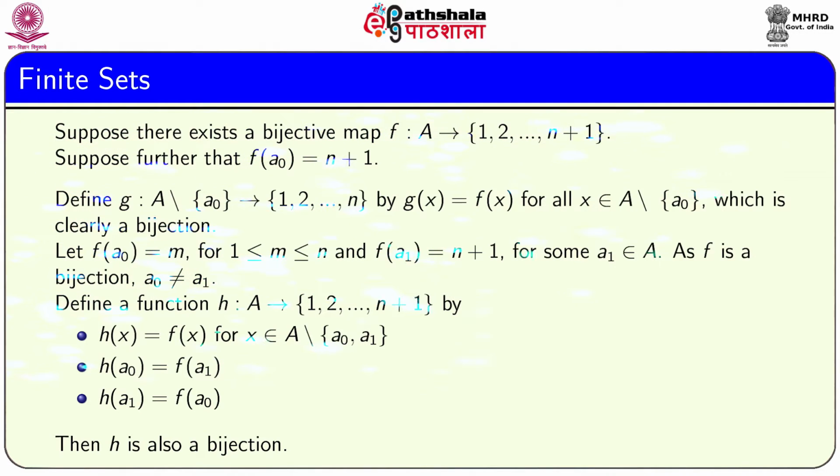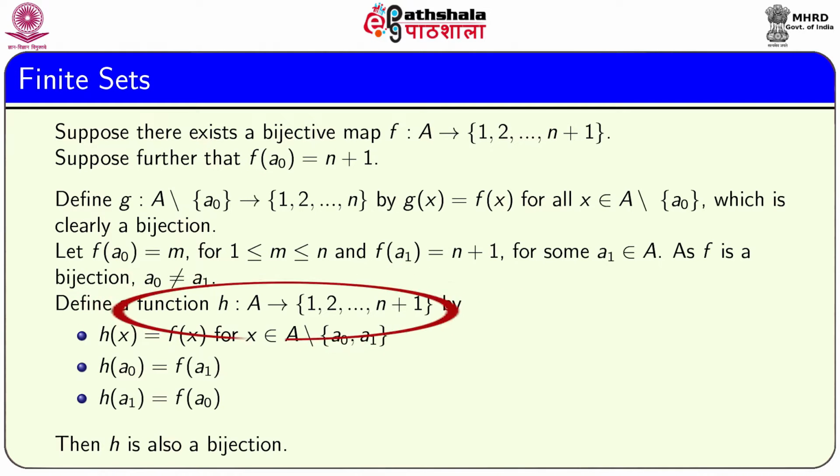Now we suppose that A0 is mapped to some point m which is lying in between 1 and n. In this case, since F was a bijective map, there must be a pre-image of n plus 1 inside capital A. So, assume that the pre-image of n plus 1 is A1. That means F of A1 is equal to n plus 1. Now, of course, F being bijective, A0 cannot be equal to A1.